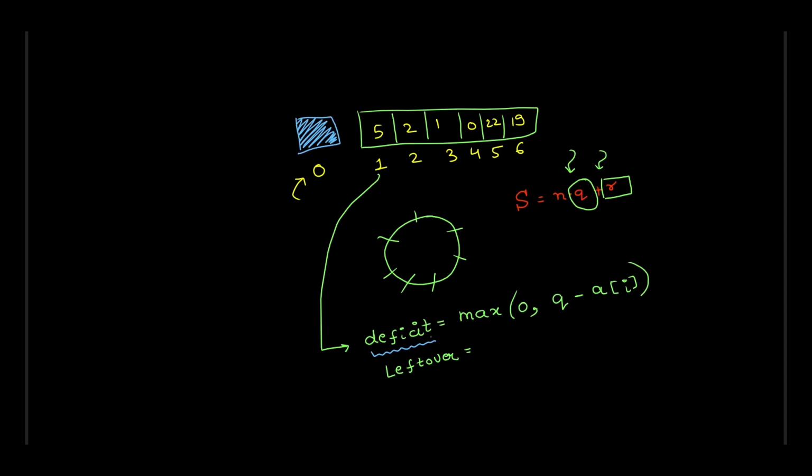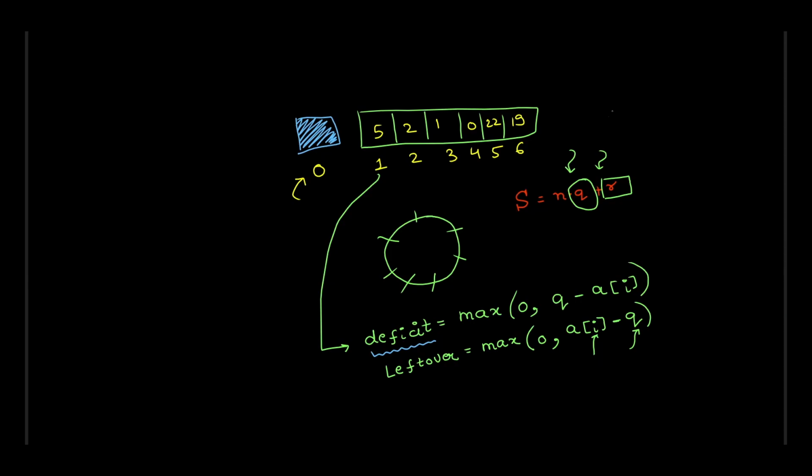Okay, so that's why we have defined deficit as max of 0 comma Q minus A_i. So what will be the leftover? How many balls does this person have extra? You can see that it will be simply max of 0 comma A_i minus Q, right? Why is this the leftover? Because it has total A_i balls and it is only participating in Q rounds. So this is the leftover balls that this person has.